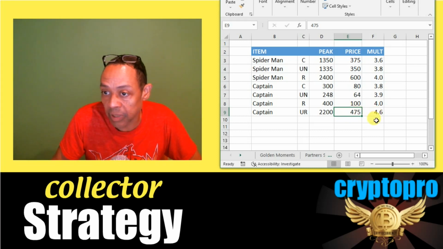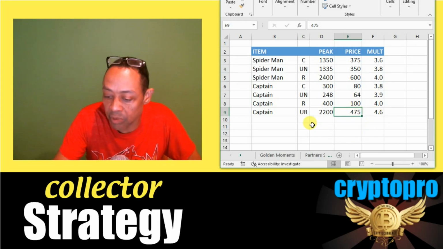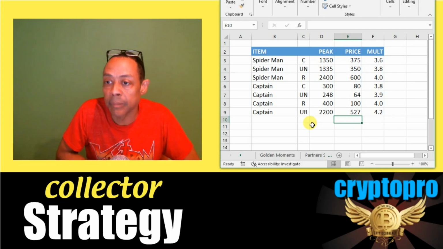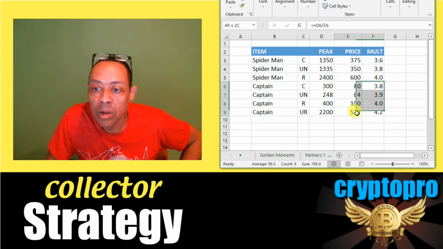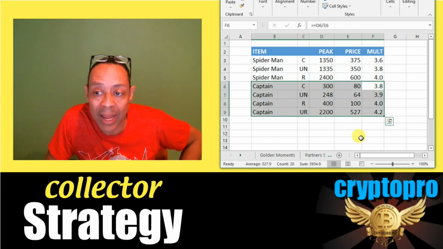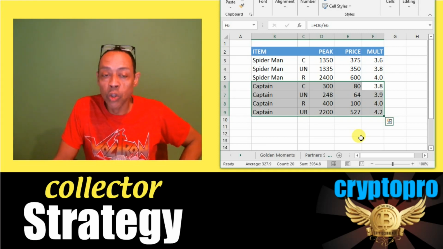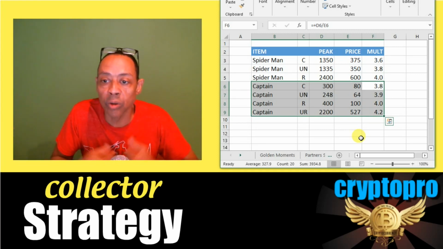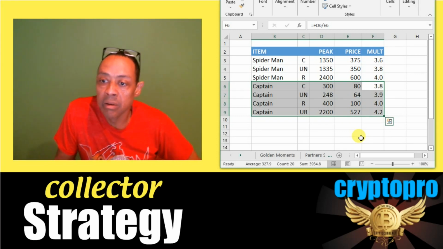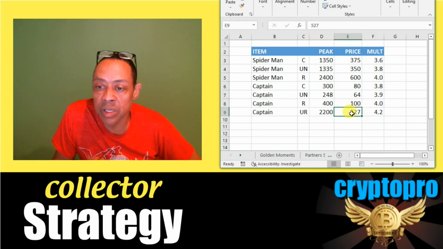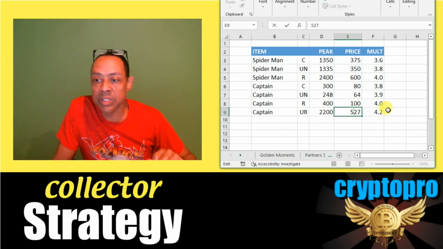So it was at a multiplier of 4.6. That's pretty good. So when we put in 527, enter, the multiplier is 4.2. So of the Captain Americas, from the price it is right now at this moment, your highest potential multiplying effect would be on the ultra rare, coming in at 527 gems, and then taking your peak price of 2,200 and dividing that by 527.